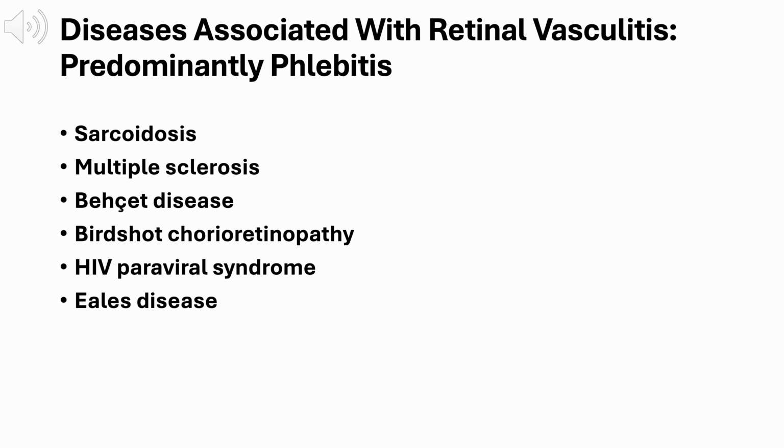When the vasculitis is predominantly venous, phlebitis, the differential shifts. Now think sarcoidosis, multiple sclerosis, Behçet's disease, birdshot chorioretinopathy, HIV paraviral syndrome, and Eales disease. A useful clinical anchor, sarcoidosis and multiple sclerosis are classic causes of retinal phlebitis, and Behçet is a can't miss because of its occlusive, sight-threatening course. So the artery versus vein pattern on angiography genuinely steers you toward different disease families.